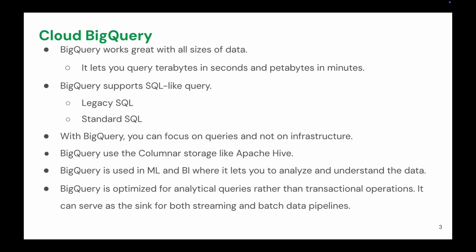Google Cloud BigQuery is mainly used for analytical queries. It can serve as both source and sink for both streaming and batch processing use cases. And finally, with BigQuery, you only pay for what you use. BigQuery follows a pay as you go model.